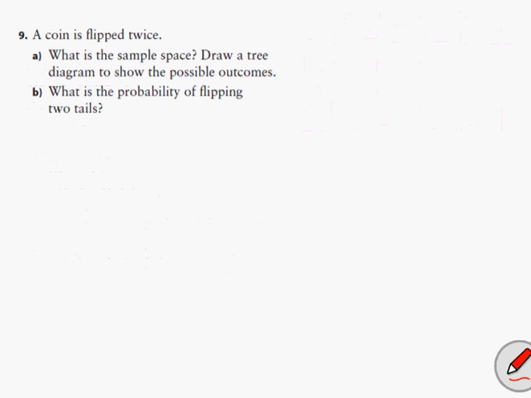Hamburger surprise sounds gross. Question 9 says a coin is flipped twice. Now, by now you should all know what the possible outcomes are because we've done it several times. But if we were to draw a tree diagram, we would put heads here and tails here.